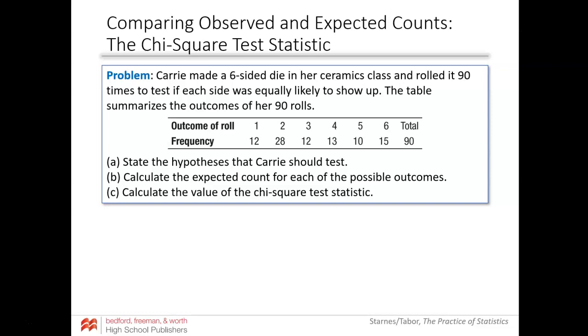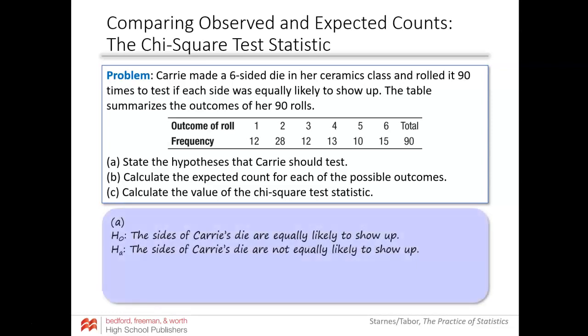So what we're going to do is state our hypotheses. We're going to calculate the expected count for all the outcomes. That's going to be pretty easy. And then we're actually going to calculate the chi-square test statistic.